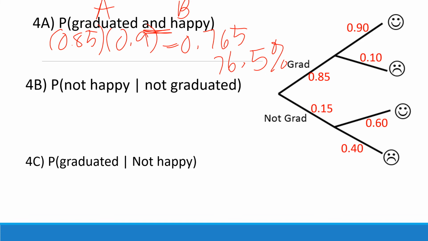4B, so again, this is written in a different way. Not happy is our B, and not graduated is our A. So that means, out of all of the people that didn't graduate, how many are not happy? This is given at the end of the tree. We already know that they didn't graduate, so we can just use our 0.4, which is 40%.